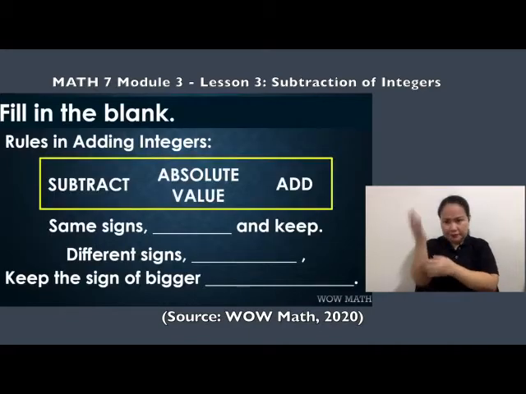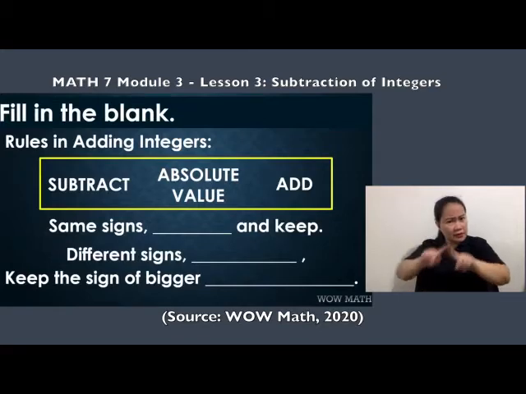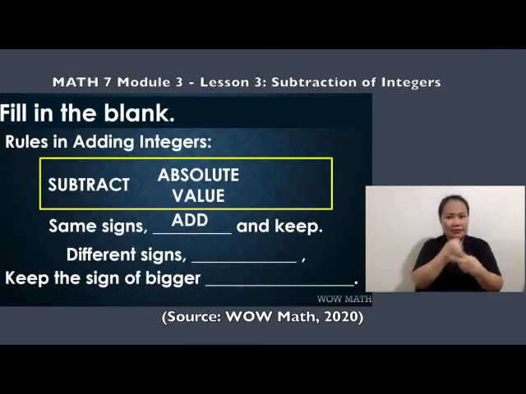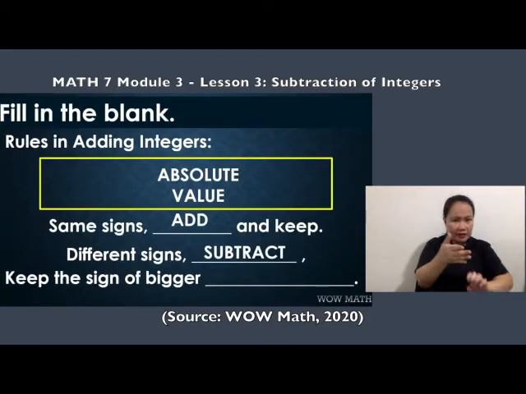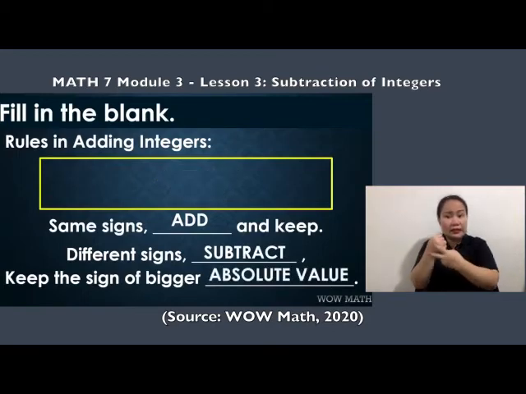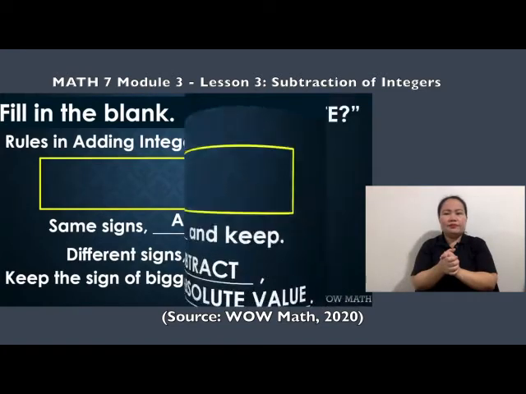So same signs, what are you gonna do? If you have the same signs, you will add and keep. Next, if you have different signs, you will subtract. And then you have to keep the sign of the bigger absolute value. Okay, so tatandaan natin ang rules ng adding integers.